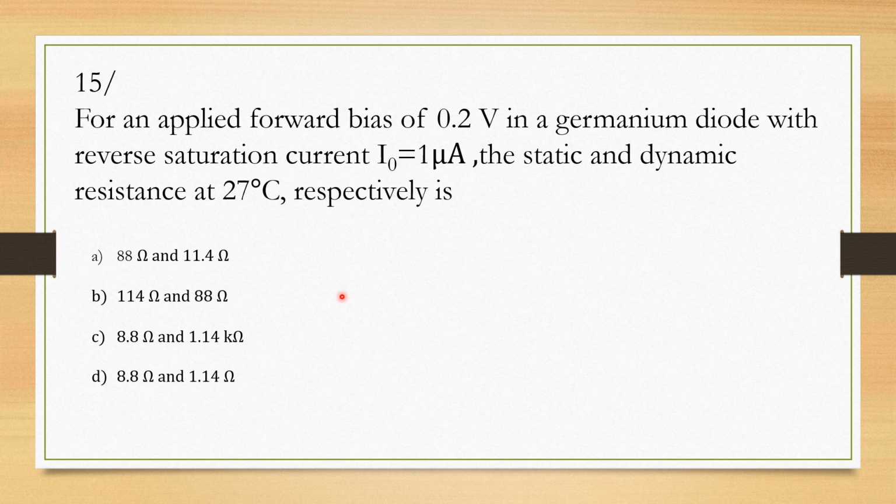Then here is the last question of this session: for an applied forward bias of 0.2 volt in a germanium diode with reverse saturation current I0 equal to 1 microampere, the static and dynamic resistance at 27 degrees Celsius respectively is, and the options are: option A, 88 ohm and 11.4 ohm; option B, 114 ohm and 88 ohm; option C, 8.8 ohm and 1.14 kilo ohm; and option D, 8.8 ohm and 1.14 ohm. So let's see what will be its answer.